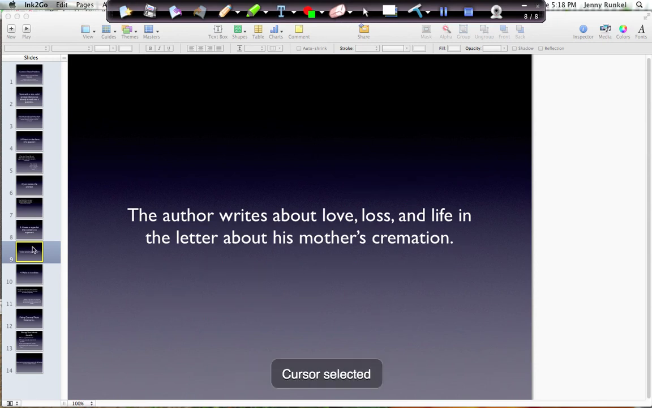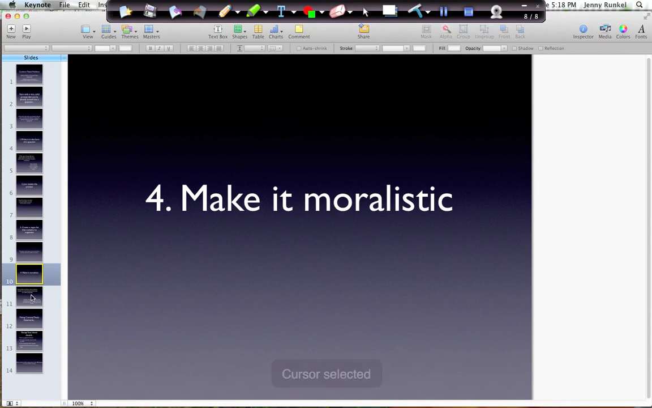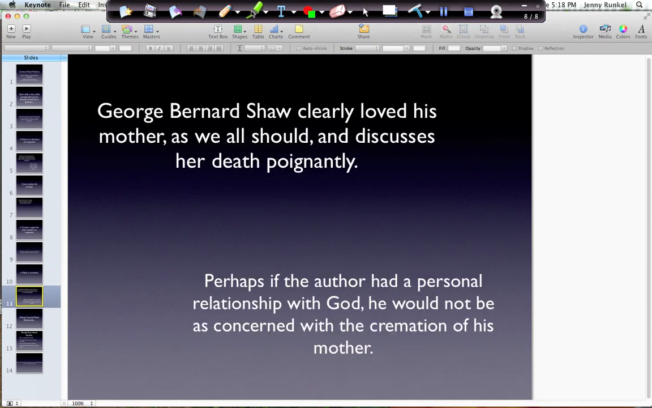Home stretch. Make it moralistic. How do we fix these moralistic statements? This one we can fix pretty clearly. We take out this as we should, even though as a mother I do believe you should clearly love your mother. But if you take that out, it becomes a little bit more manageable. George Bernard Shaw clearly loved his mother and discusses her death poignantly. Again, this would be a better kind of opener instead of a thesis statement.